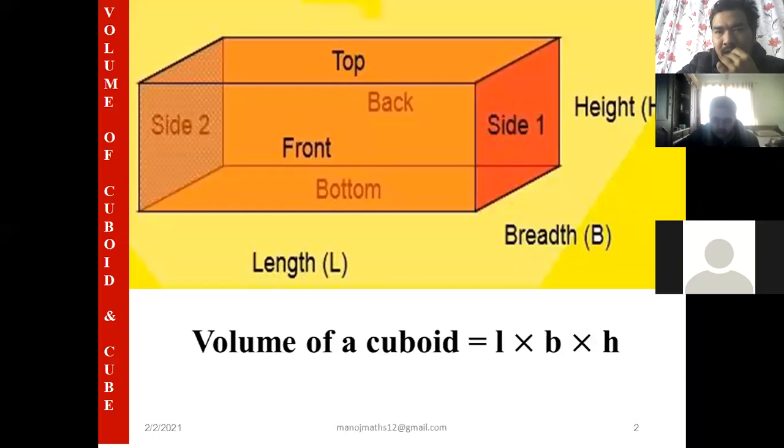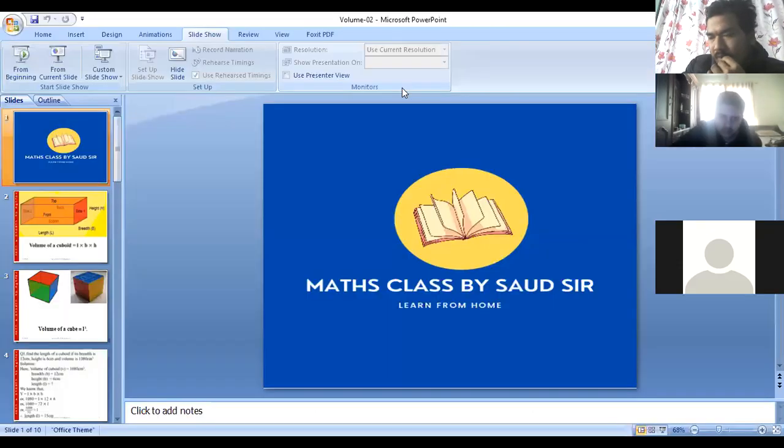And this is the figure. This is the figure of which one? Cuboid. In cuboid, actually how many faces will be there? Do you know? Six. There will be six faces in cuboid also, cube also.